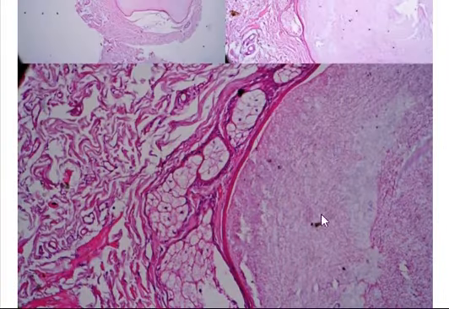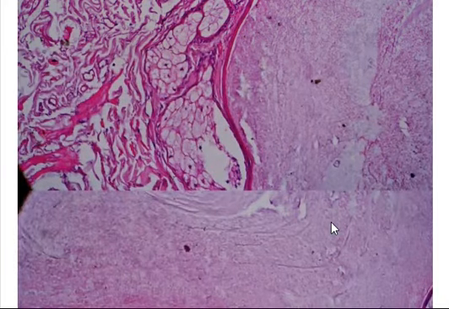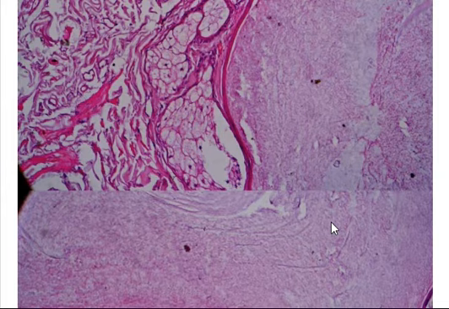Sometimes you may see vellus hairs within the cyst cavity. Now, some of you have thought this may be an eruptive vellus hair cyst, but in fact, just because you're finding hairs within the lumen of the steatocystoma does not make it an eruptive vellus hair cyst.